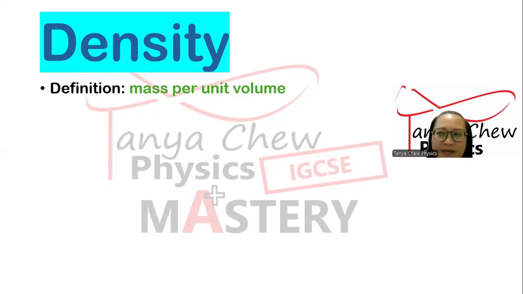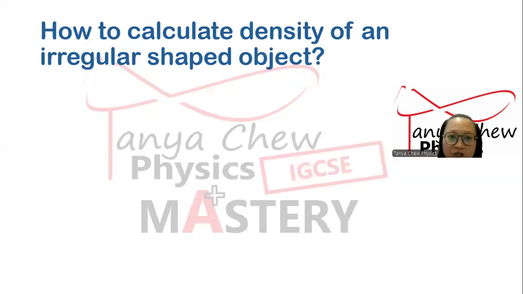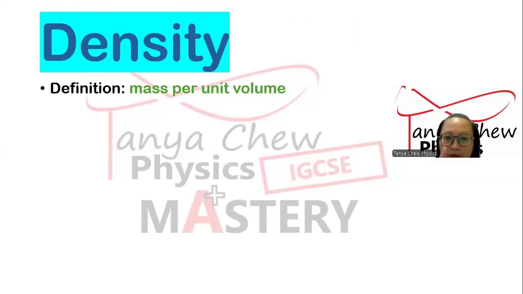If the object is a cuboid, then you just use the ruler, measure the length, the height, the width, and multiply. But if the object is irregular in shape, you don't know what the shape is, then you have to look at the size of the object. If the size of the object is small, then you could use a measuring cylinder. I'm going to talk about that later.